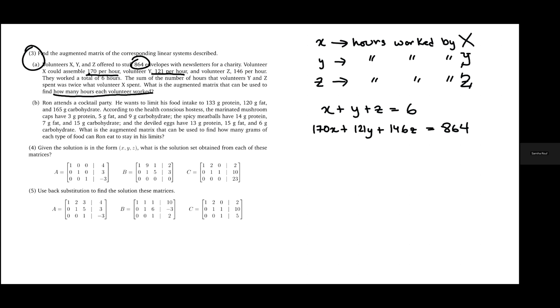So if we look here, it says the sum of the hours worked by volunteers Y and Z was twice that of X. So what this tells us is Y plus Z was twice that of volunteer X. The total of their hours worked will be double of how many hours X worked.